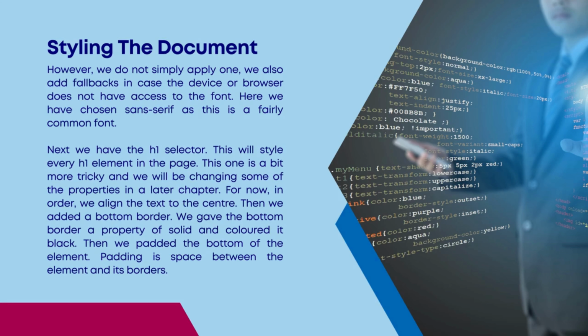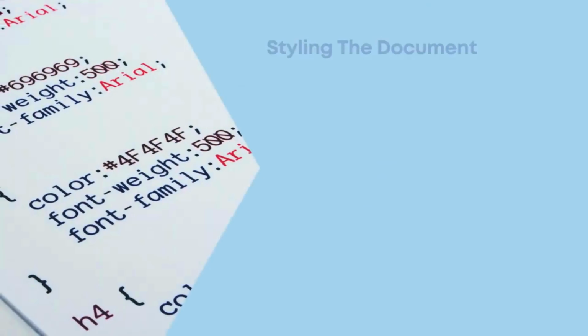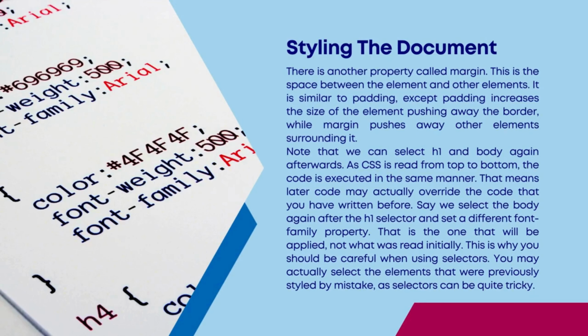Padding is space between the element and its borders. There is another property called margin. This is the space between the element and other elements. It is similar to padding, except padding increases the size of the element pushing away the border, while margin pushes away other elements surrounding it.